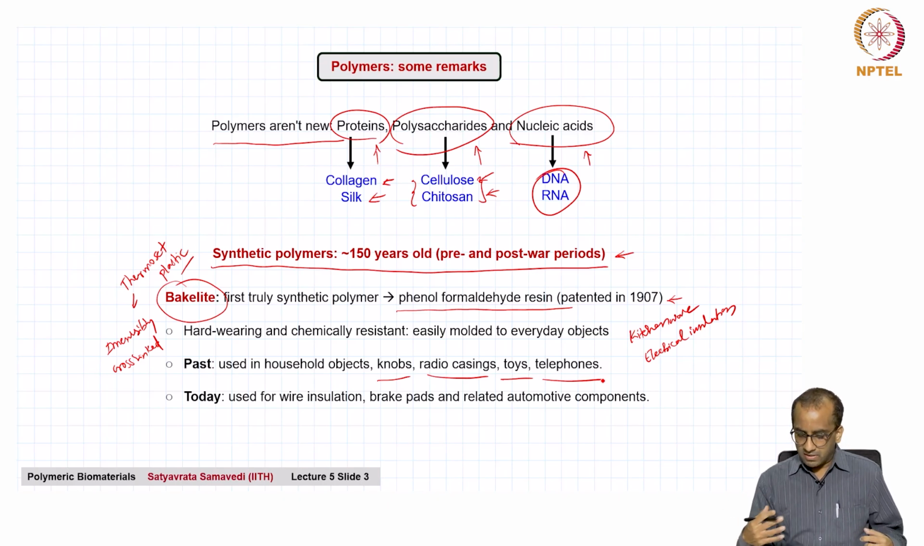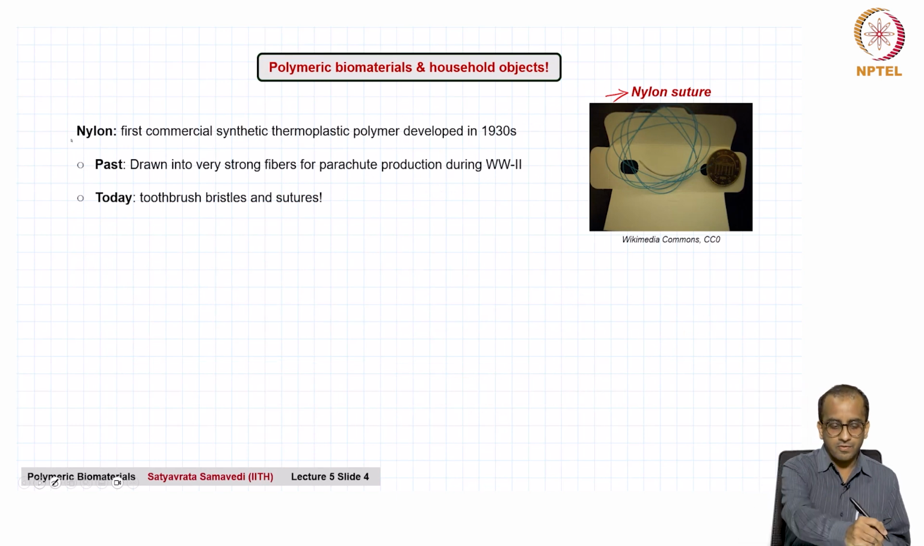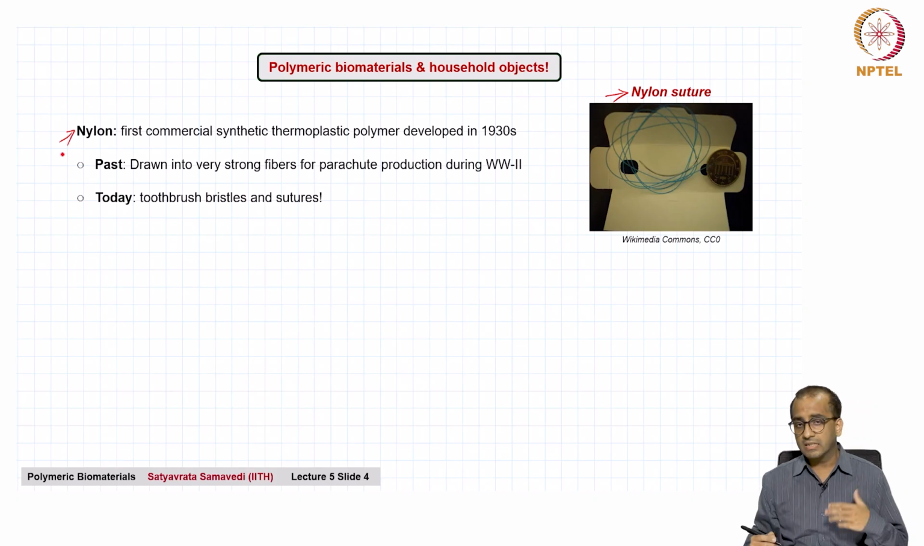In fact, a lot of bakelite has also been used for costume jewelry, and even today it is used in wire insulation, brake pads and related automotive components. So, that was the starting point in some sense for polymers, and then we can now look at how another polymer, nylon, which was developed in the 1930s, continues to be used even today. Nylon has a very interesting history.